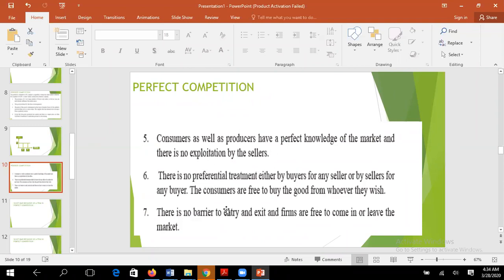More important, no barriers to entry and exit. Any firm can enter, any firm can go out. No barrier: entry and exit, no barrier. Every firm is free to enter, every firm is free to go.